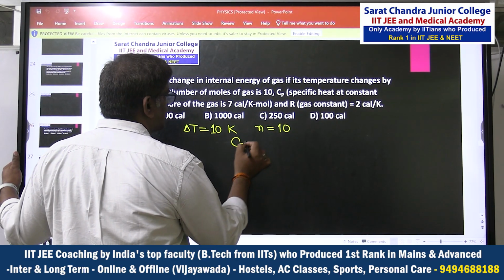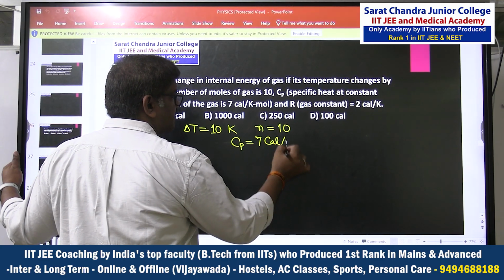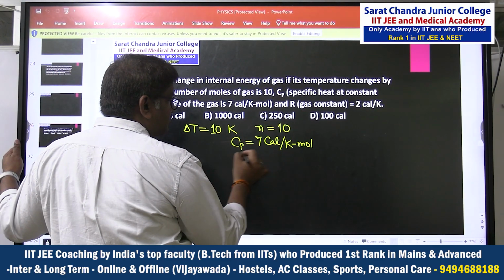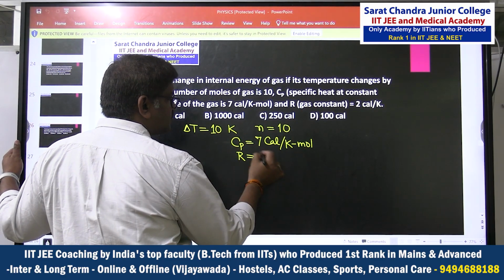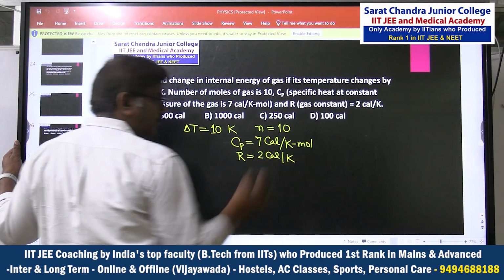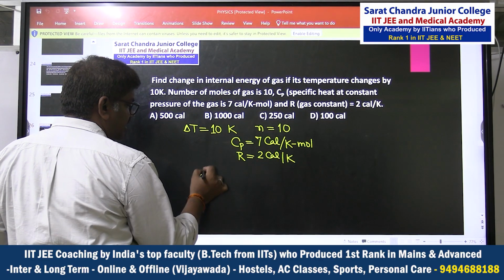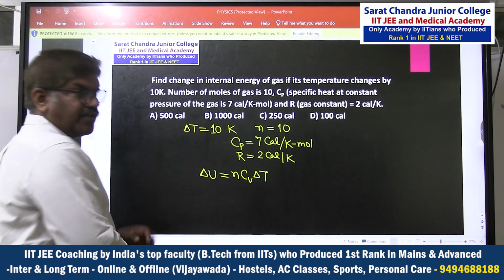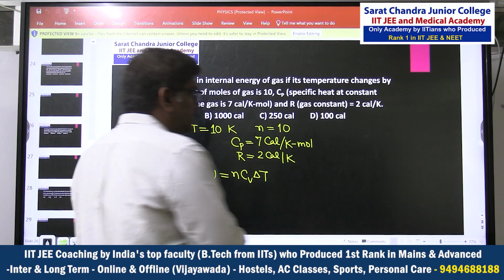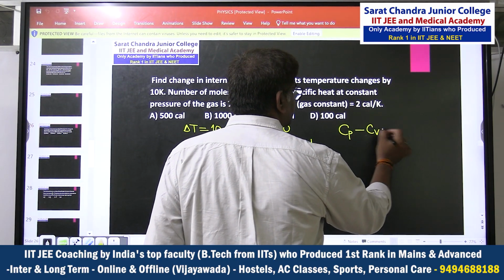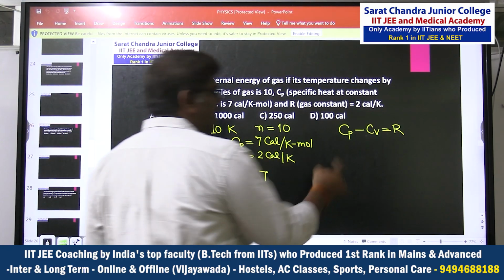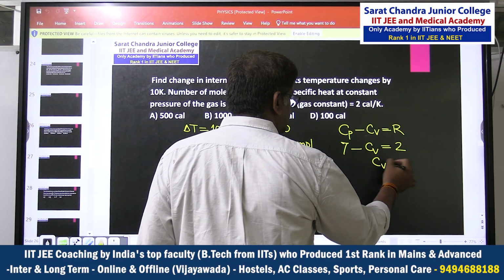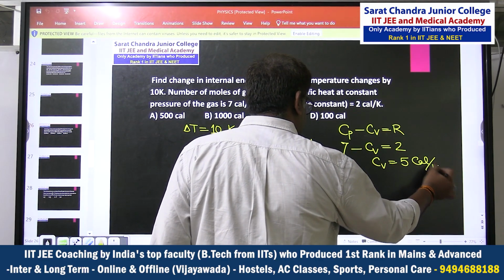Now, Cp is given to you as 7 calorie, and R is also given as 2 calorie per Kelvin. They are asking for the change in internal energy, and the change in internal energy is nothing but n Cv delta T. You very well know, if I know Cp and R, how to get Cv, because Cp minus Cv is equal to R, and everything is given in calorie. So I am not going to change its unit. I will simply write 7 minus Cv is equal to 2. That means Cv is equal to 5 calorie per Kelvin per mole.